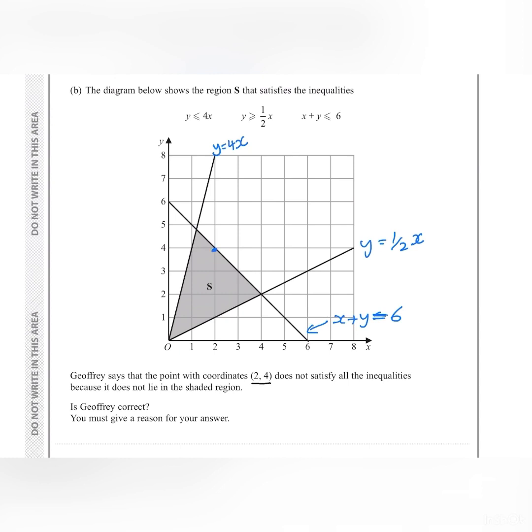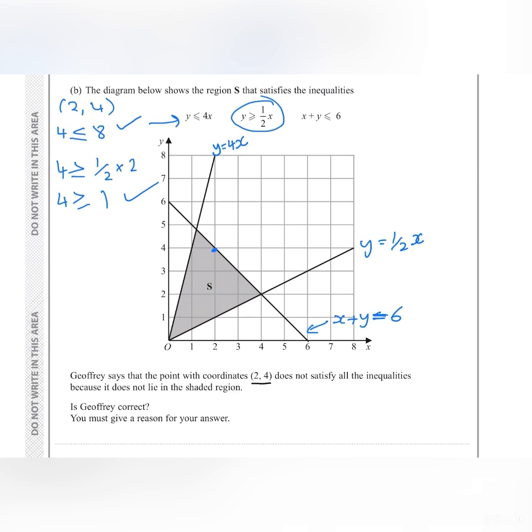Now, if I substitute 2 and 4 into all of these inequalities, for example in here, let's just write this down, 2 and 4. The y coordinate is 4, and if you put x in as 2, 2 times 4 is 8. So it definitely satisfies that inequality because 8 is bigger than or equal to 4. Now if you look here, substitute that into there, we get 4. Is it bigger than or equal to half x? Well, half times 2 is 1. So 4 is definitely bigger than or equal to 1. So it satisfies that inequality as well.